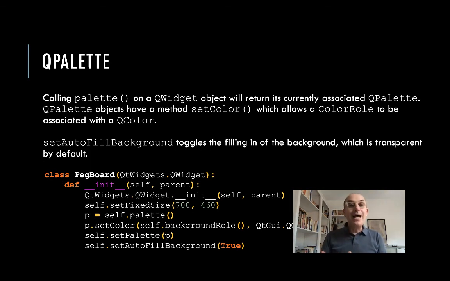How would you do that? Calling the palette method on the widget's object will return its currently associated palette, and the object method will be set color, and it will allow us to associate a color role with the GUI color. So set auto fill background will trigger the filling of the background, which is transparent by default. How do I do that?